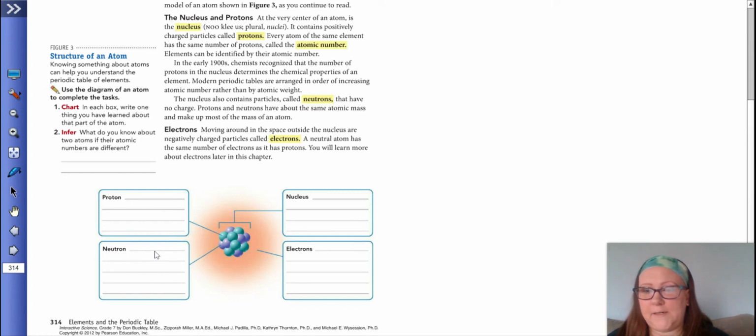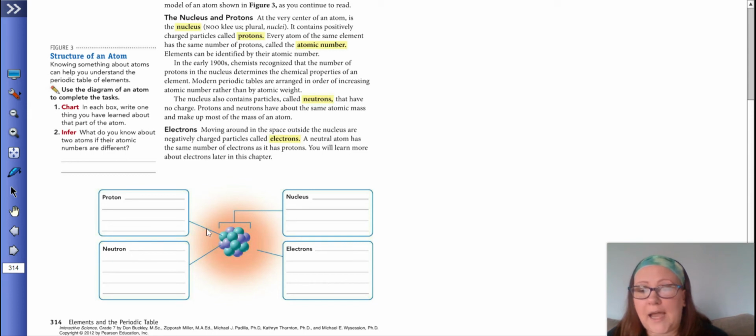The other portion here that's also in the nucleus of the atom are neutrons. They have no charge. Protons and neutrons have about the same atomic mass, and they make up most of the mass of an atom. So the protons and neutrons together make up the atomic mass. Neutrons do not have a charge, but different elements, and actually even the same element, can have different numbers of neutrons occasionally. And that is known as an isotope, which we'll talk about a little bit later if we have time.